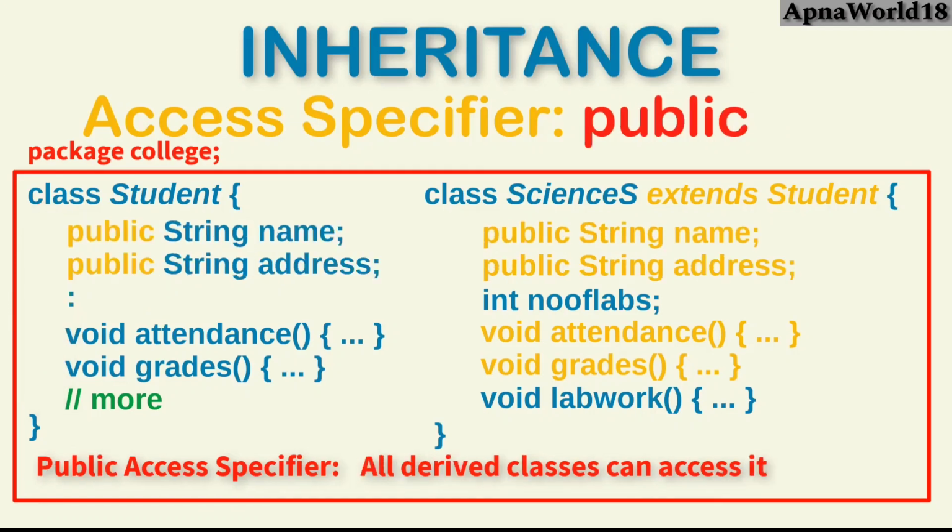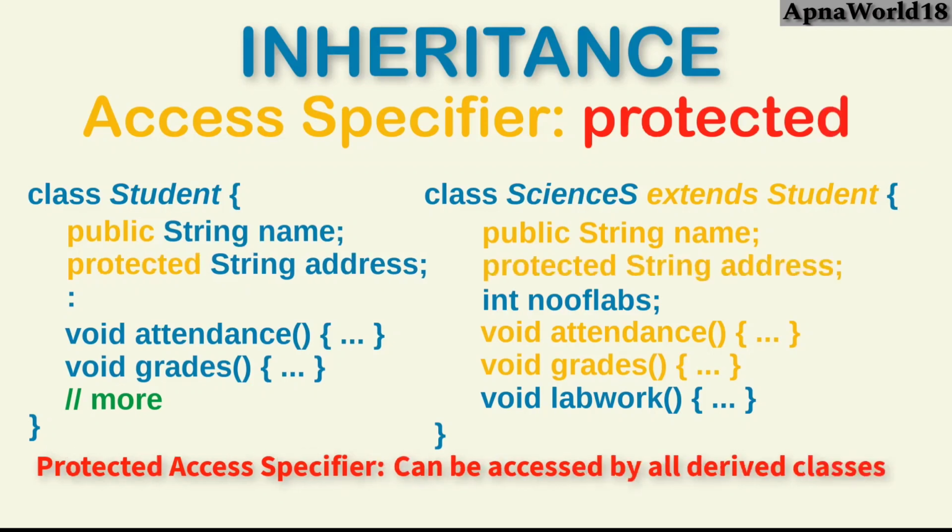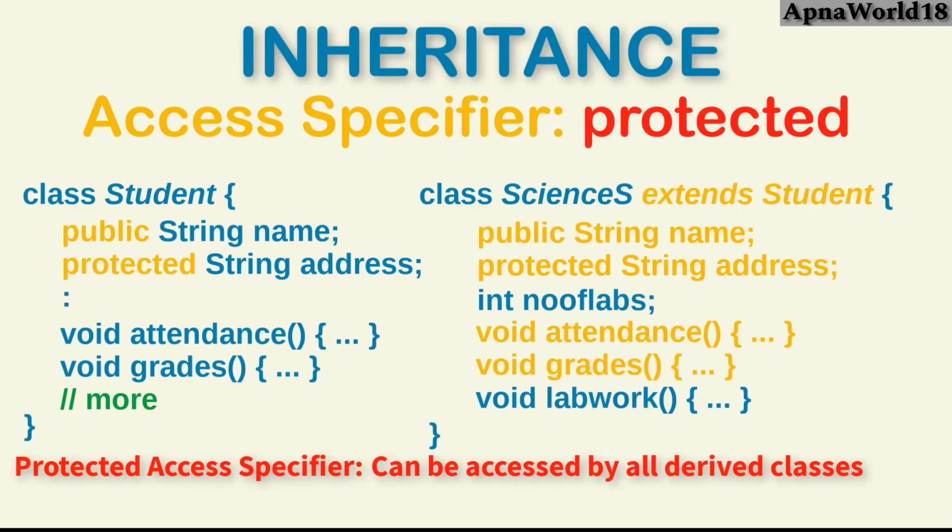If you declare members public, then all derived classes as well as everybody else can access them. If you declare a member private, it cannot be accessed by the derived class. Members which are declared as protected can be accessed only by the derived classes.